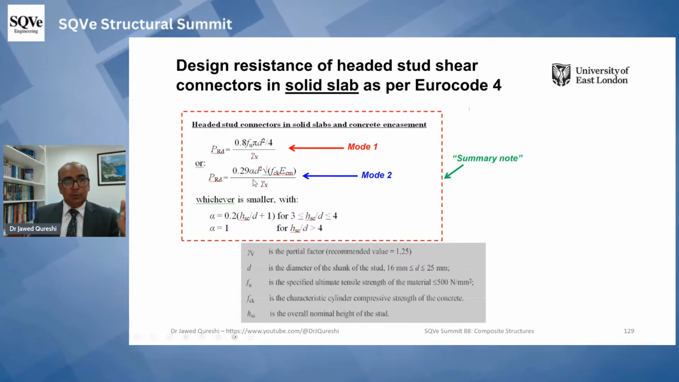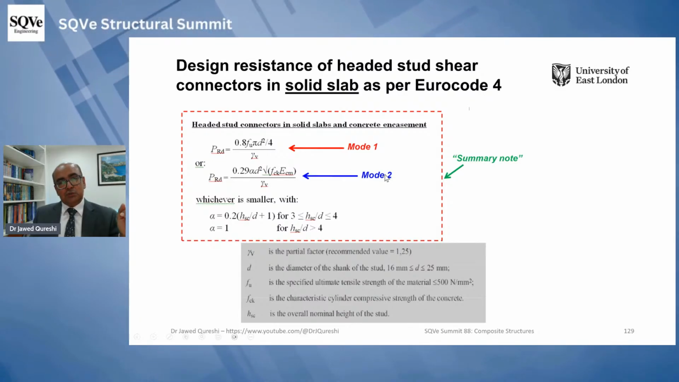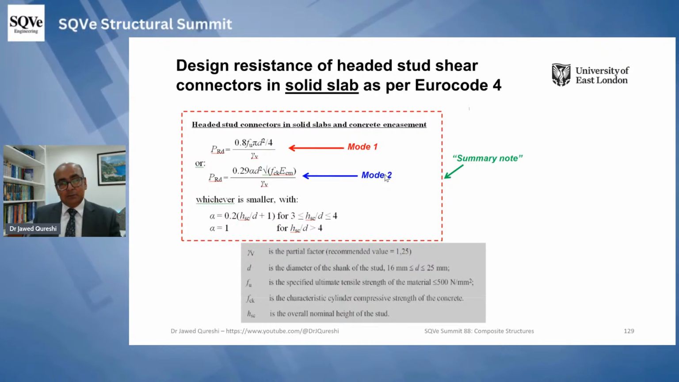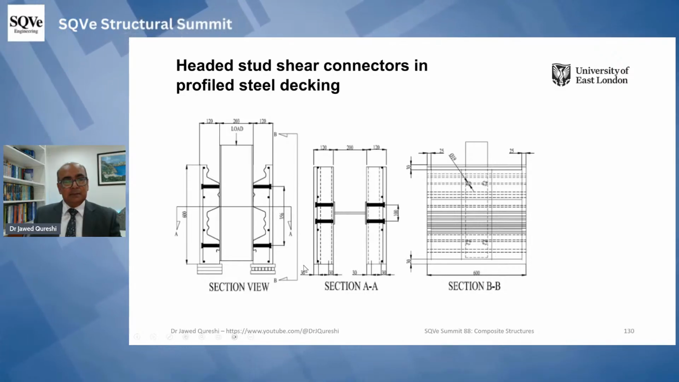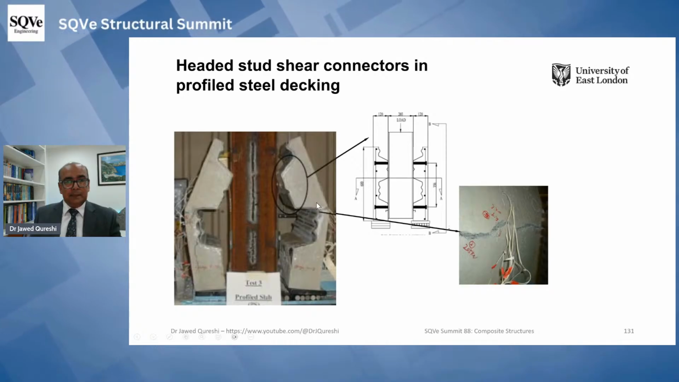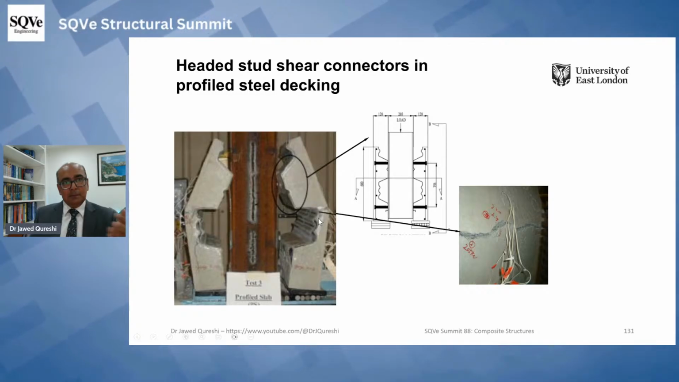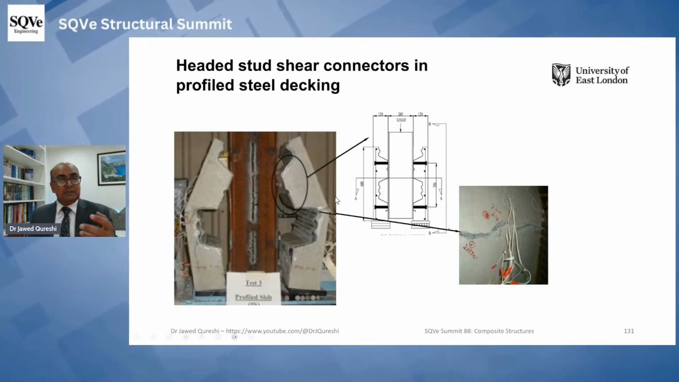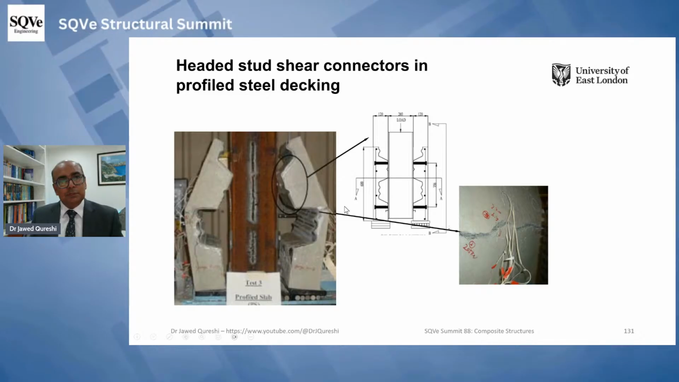In mode 2, in all the dimensions you will see, FCK is related to concrete and ECM is related to concrete, and this is a concrete failure. So in solid slabs, steel can fail and concrete can fail. And this is the headed shear connector and profile sheeting. And this is the failure of vertical profile sheeting, and you can see this concrete failure. But previously I showed you the concrete failure cone, so that shows it better.